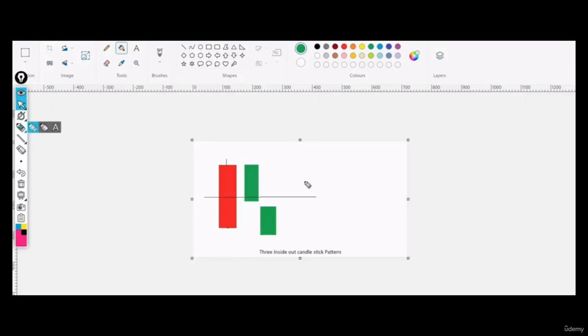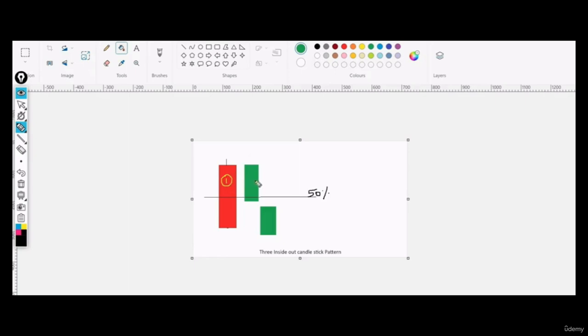For this strategy, first you have to look for a lengthy or long candle. It can be either a red candle or a green candle. Then next you have to mark the 50% level, right? So I have drawn a black color line. This line represents the 50% level of the first candle, right?